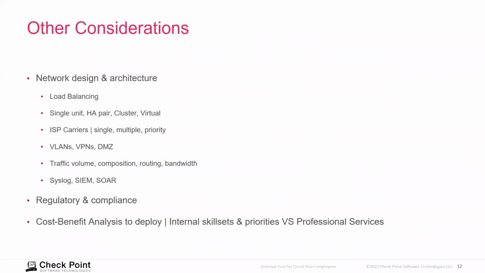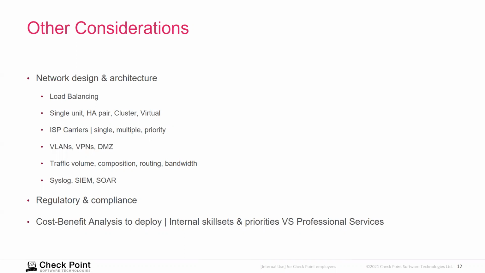So, other considerations. The network design, I mentioned load balancing. Is it a single unit? Is it an HA pair, a cluster? Is it virtual? The ISP carriers, is there a single one? Is there multiple? Is there a priority? If it's multiple, is there a priority of one over another? Is it failover or is it load balanced? So the VLANs, the VPNs, the DMZ, all part of the architecture that play into how traffic flows, which in turn relates to bandwidth. So the traffic volume, how much traffic, the composition of that traffic.